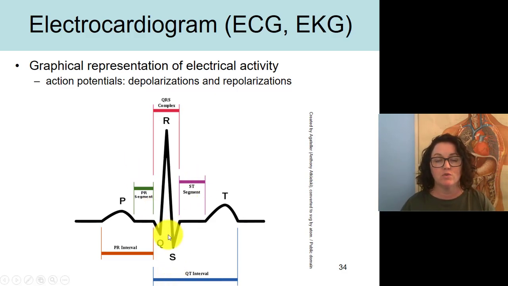Once the ventricles depolarize, they will contract. So around here is when the ventricles are contracting. The T wave, as you might have guessed, is the electrical representation of the ventricles repolarizing. And then this will repeat over and over again for every beat of the heart.